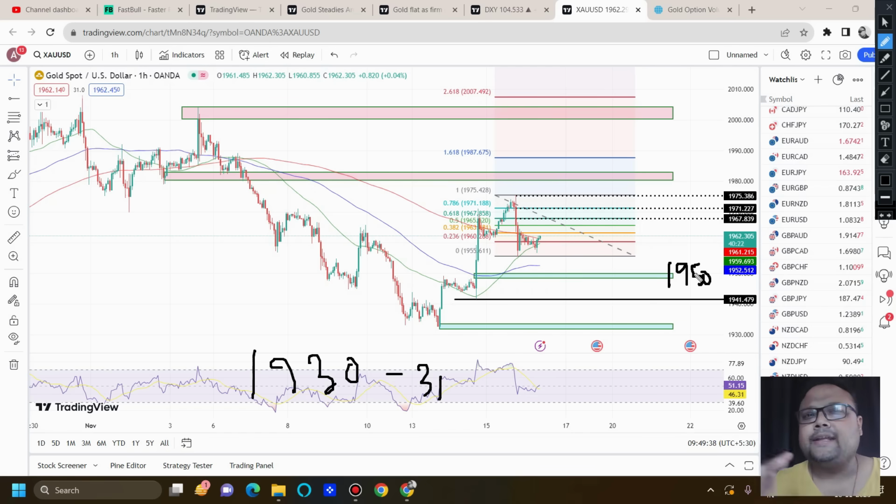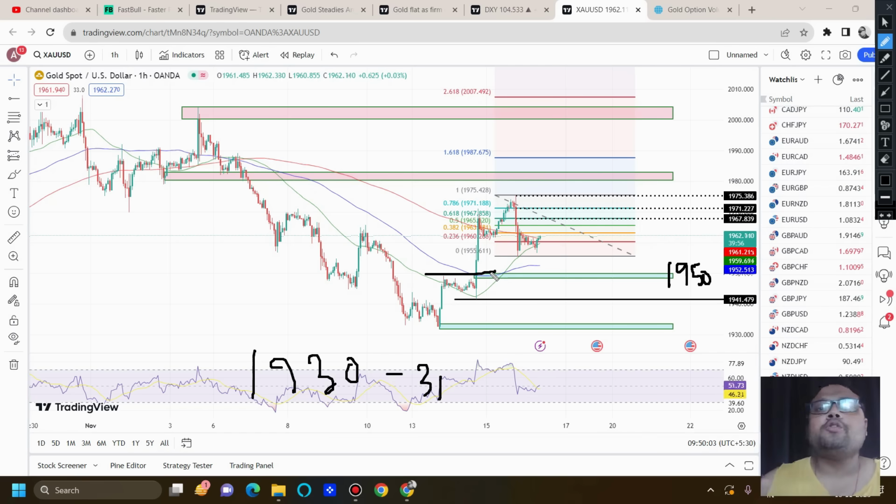And then we have support around 1950. Around 1950, it can be 1951, 1948, we also have a good support. 1950 is a round number. Moreover, we also have previous resistance acting as support. In addition to that, we also have some contracts. If there is a minor fall in the market, if gold starts going down with normal volatility, 1950 is the next support where you can expect the market to bounce.